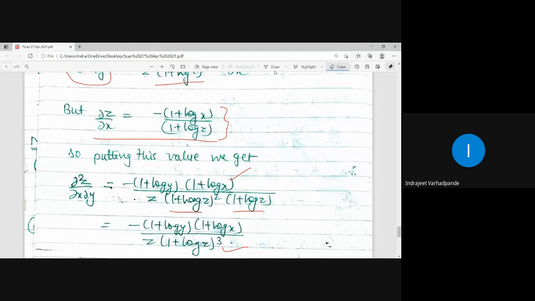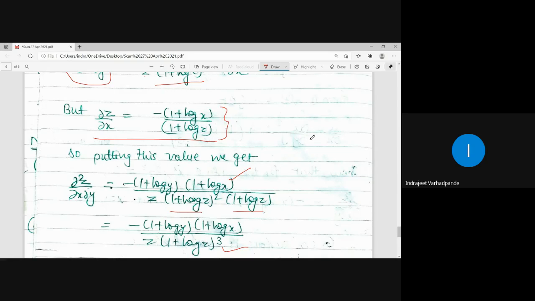Putting this value, we get del 2z by del x del y is minus of 1 plus log y into 1 plus log x upon z into 1 plus log z whole cube. Clear up to here? Yes, sir. But does our answer require z and y in it? See the RHS of the desired result.